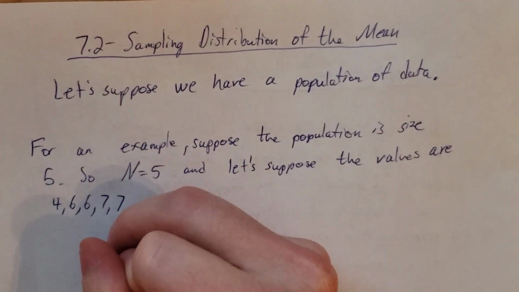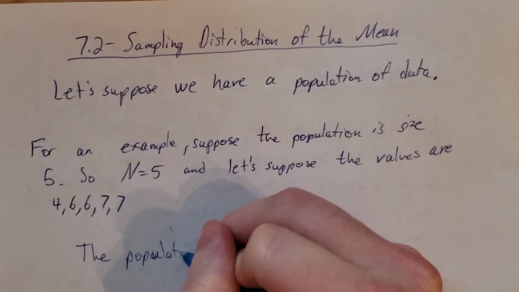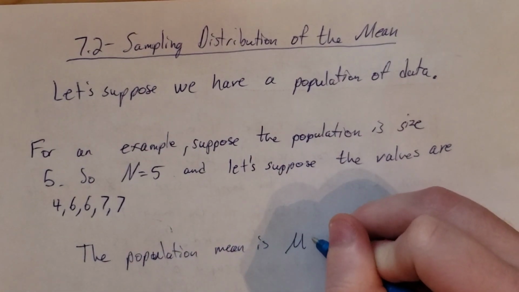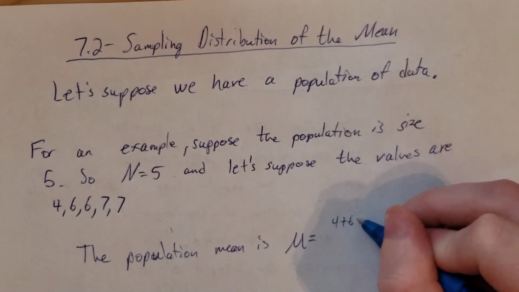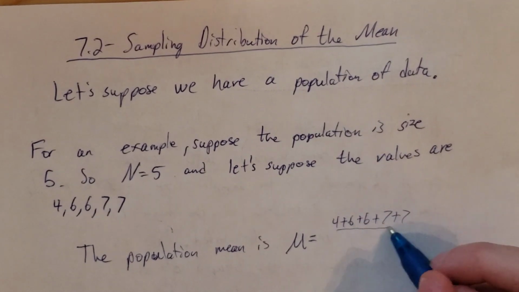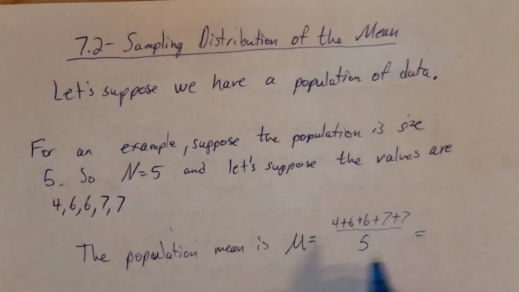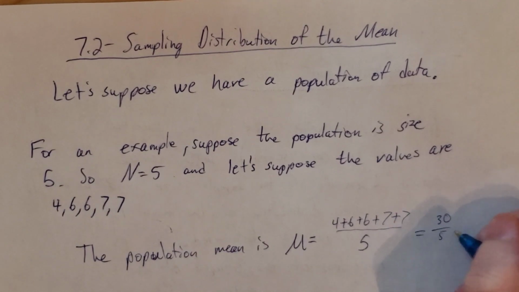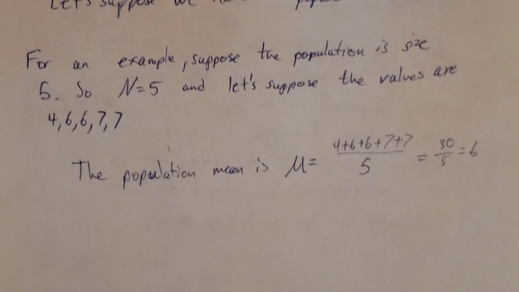Well, what does the population mean? The population mean, we use mu for this. Mu is equal to 4 plus 6 plus 6 plus 7 plus 7, all divided by 5, which is 10 plus 6 is 16, plus 14 more is 30 over 5, or 6. So that's our population mean.